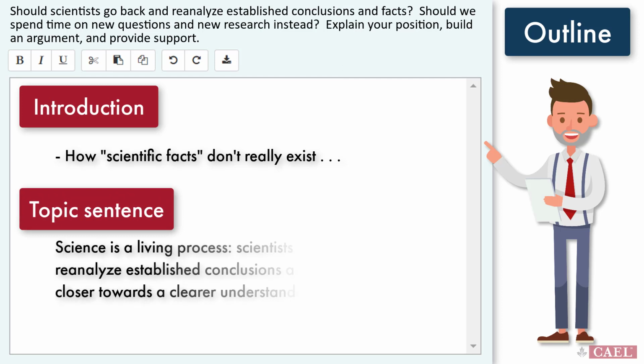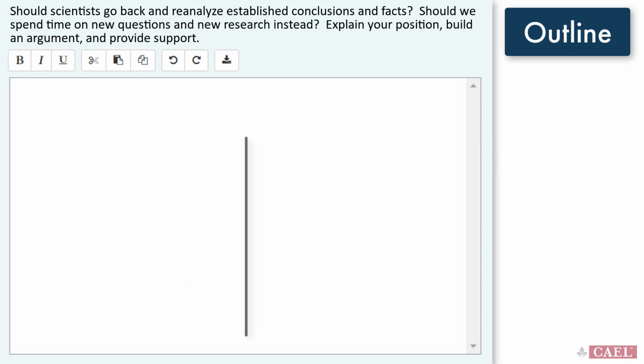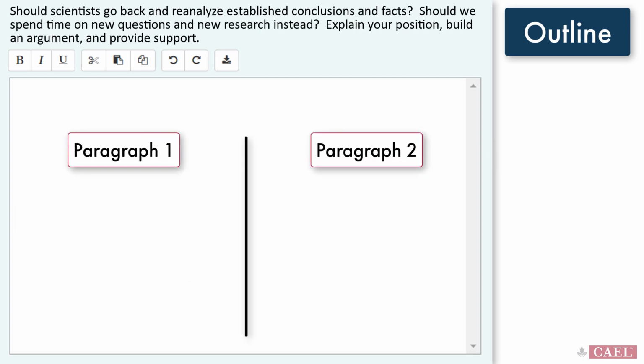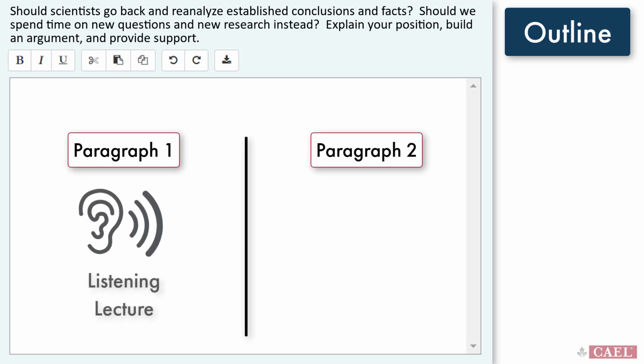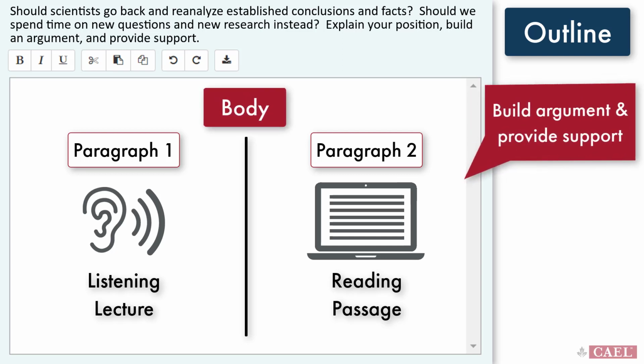Science is a living process. Scientists continually reanalyze established conclusions and inch closer and closer towards a clearer understanding of our world. After that, I'll break my writing into two sections, or paragraphs, so I can refer equally to both the lecture and the reading passage. Those two sections will be the body of my writing, where I can build my argument and provide support.